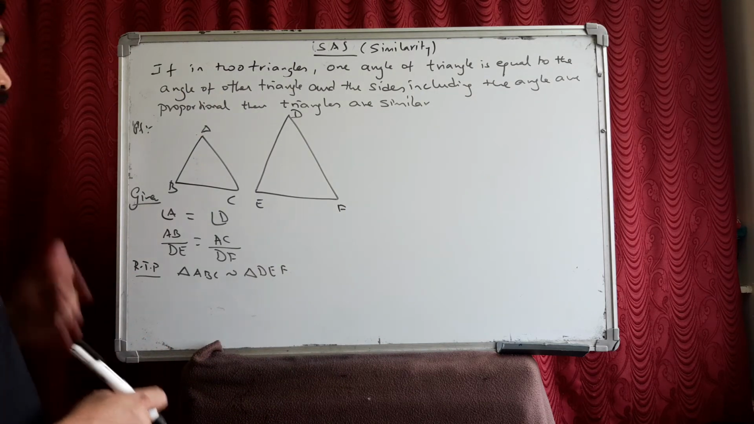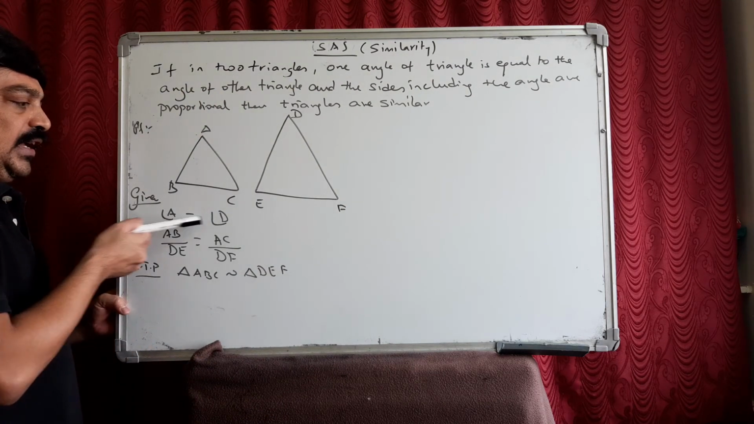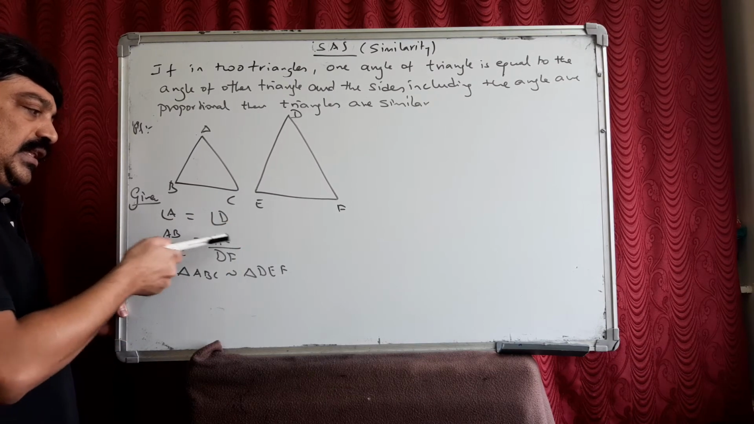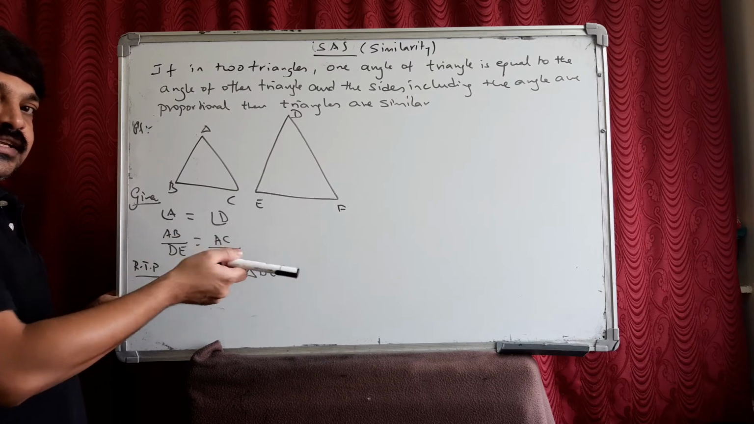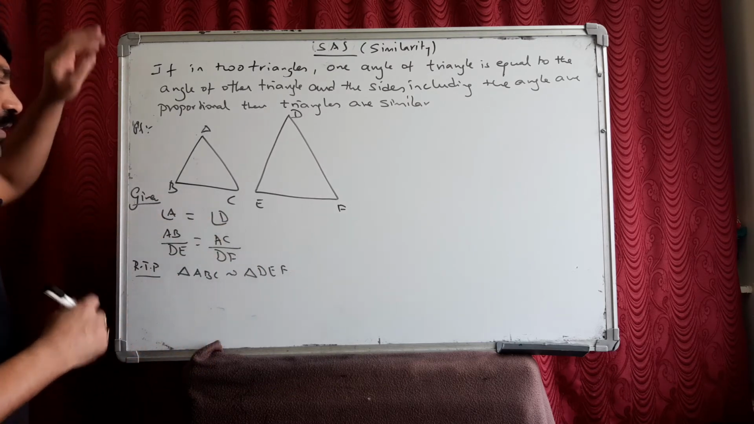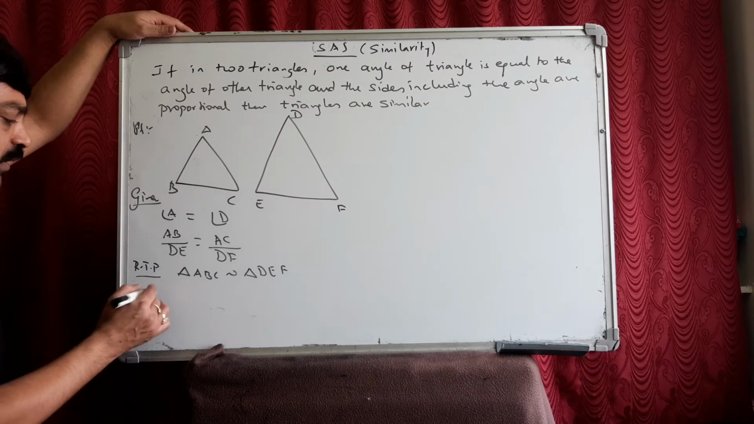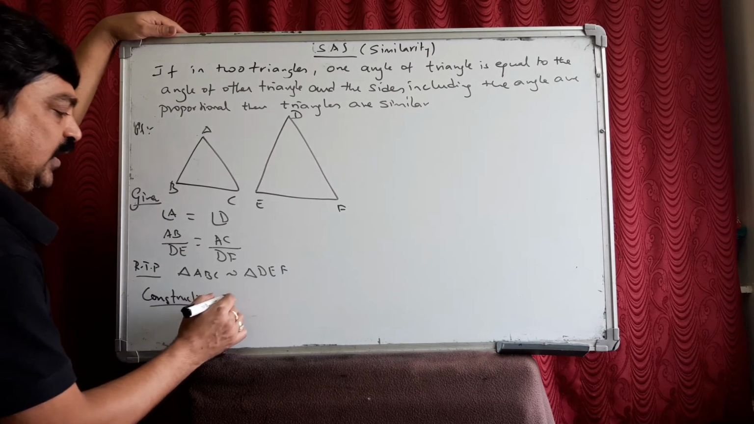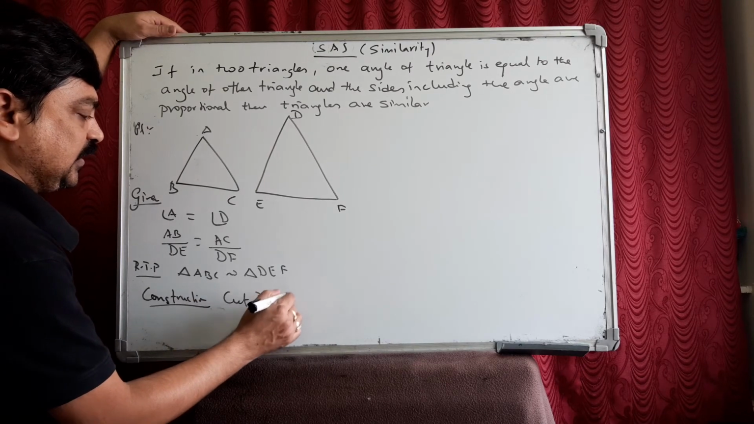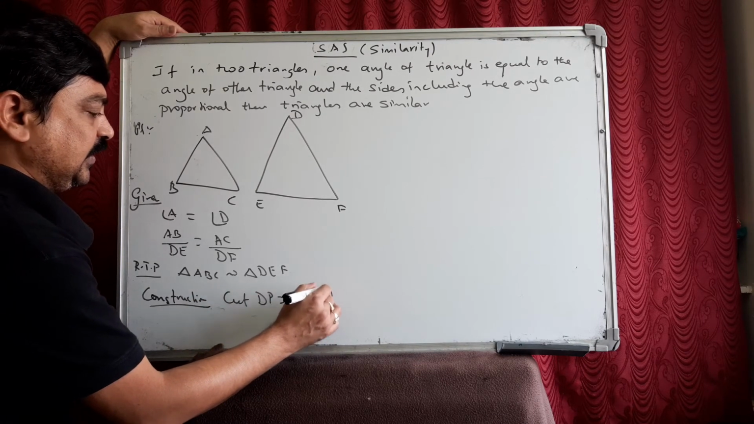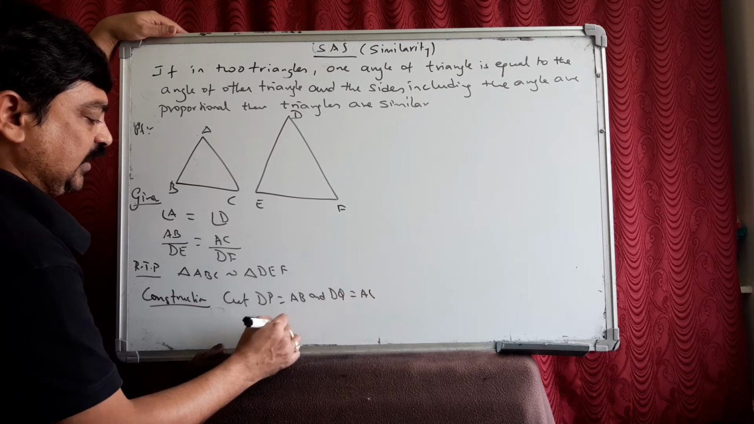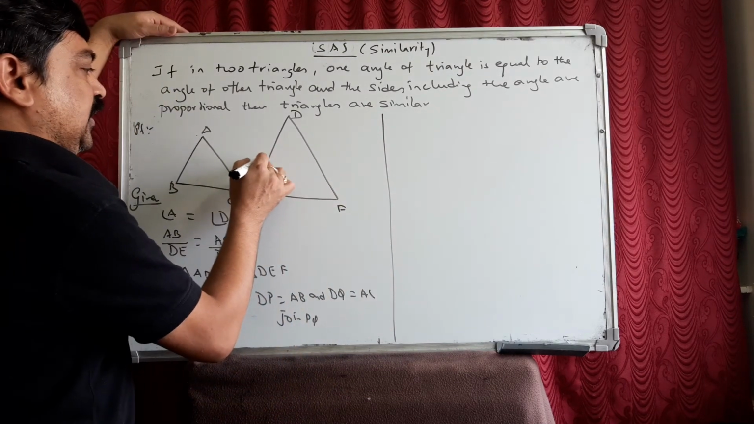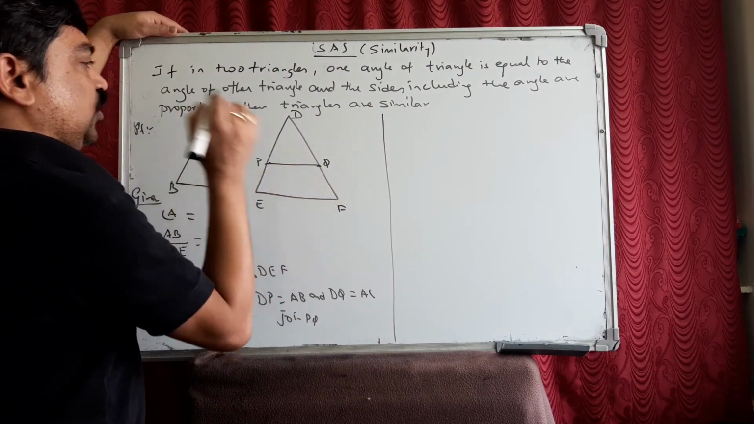That means we can prove that, with one angle equal, the other two angles are also equal. Or you can prove that all three sides are in the same ratio. For that, we start with a construction. The same construction is required as we did in AAA and triples. Cut DP equal to AB and DQ equal to AC and join PQ. This is P, this is Q, and join PQ.